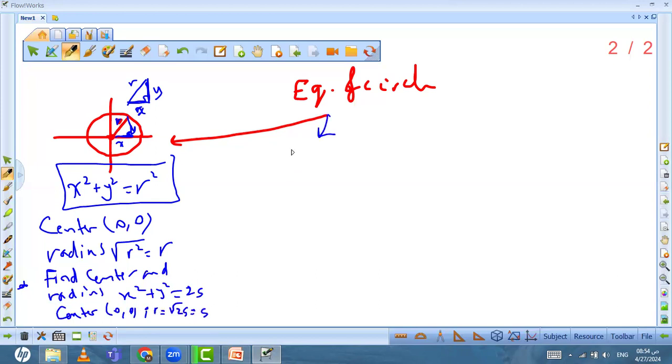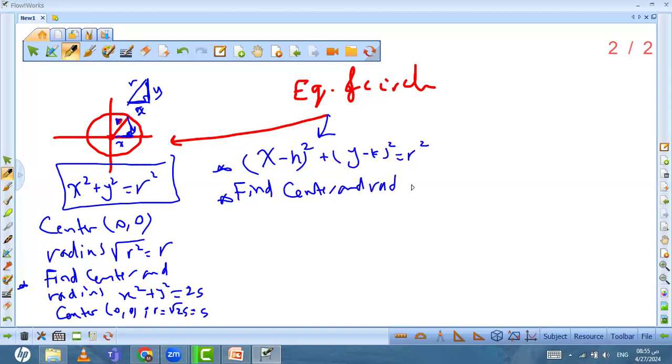Second case, if I have a transformation, move left or right, it affects x, which means (x minus h) squared plus (y minus k) squared equal r squared. Look at this one. Find center and radius for a circle, (x minus 3) squared plus (y plus 4) squared equals 49. How can we get the center?